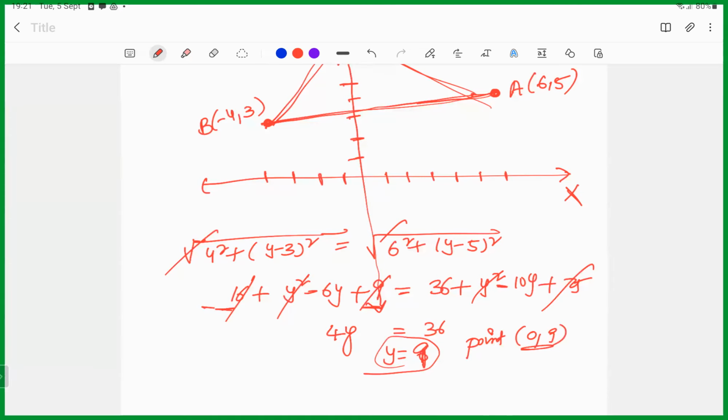Now the same question, the points are the same only. We need to find the point on the x-axis which is equidistant to both the points. Find it out, got it? Find the point on the x-axis which is equidistant to both of them.